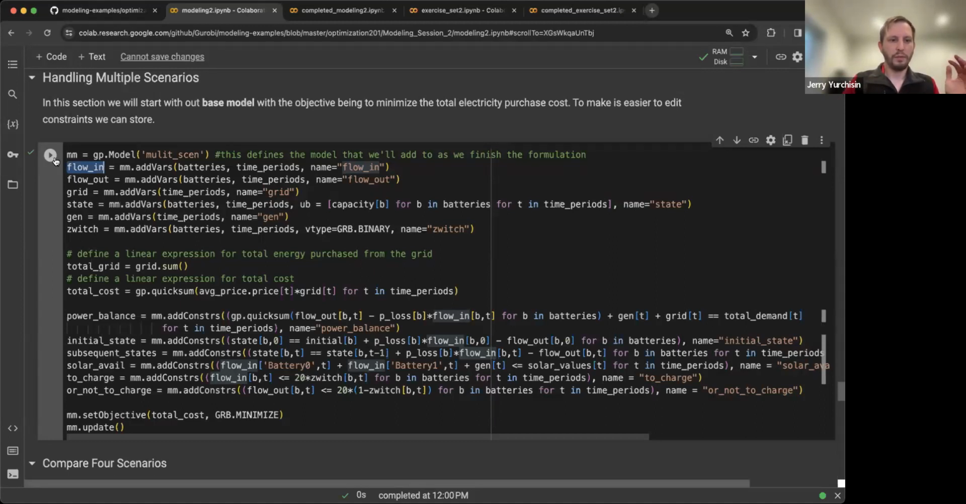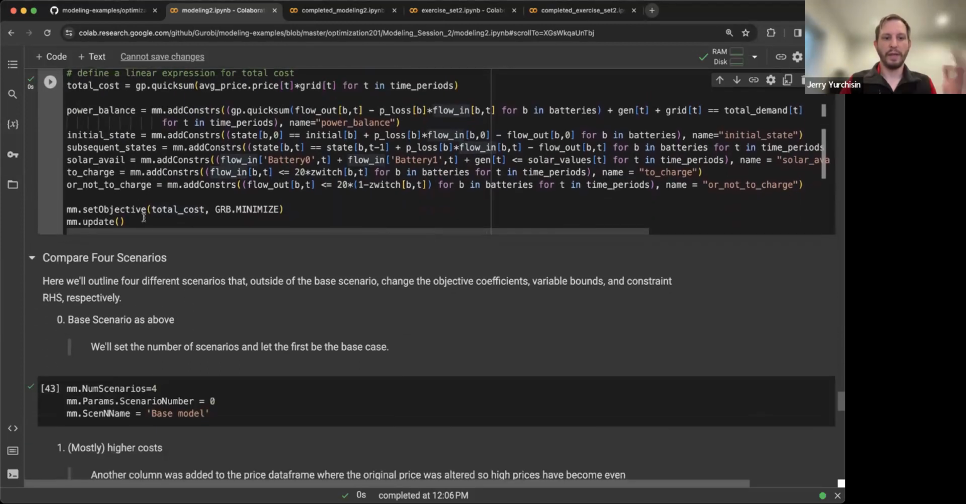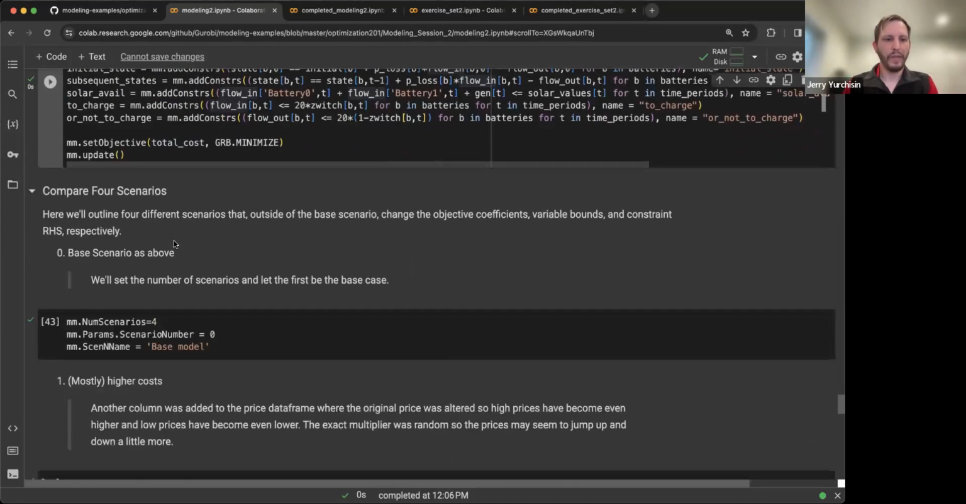So let's run this. It's building a clean model. Right now I am setting the objective to minimize the total cost. That's going to be our base case, and updated everything. So we're good to go.